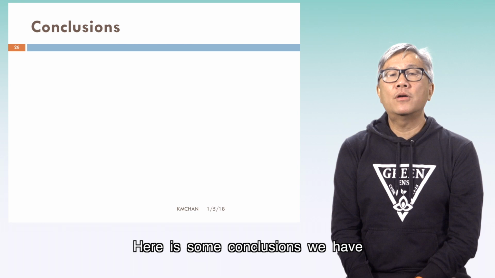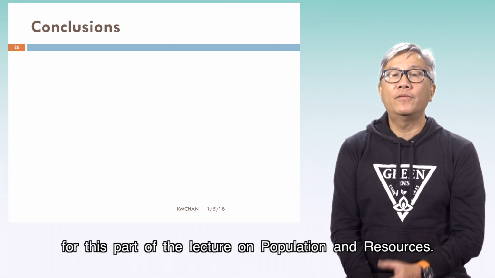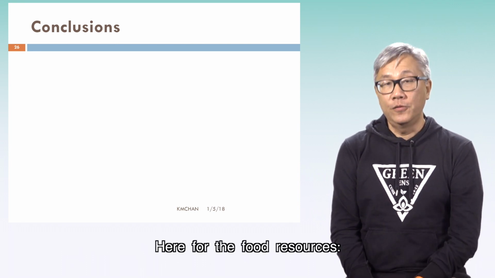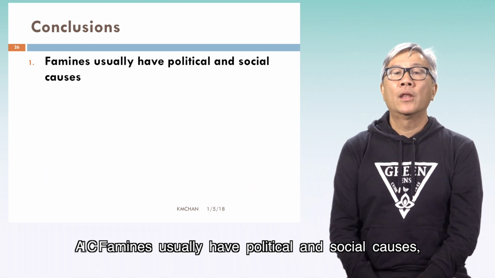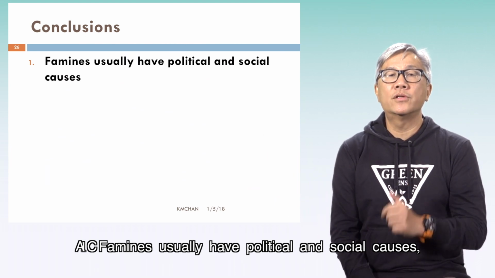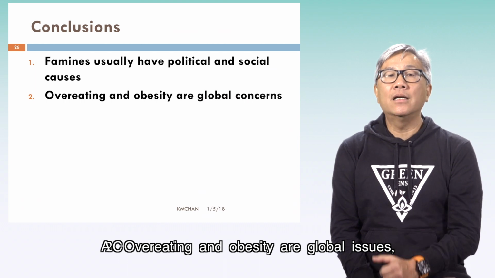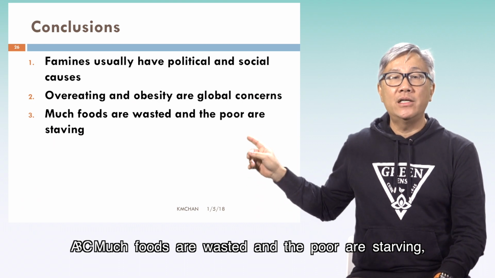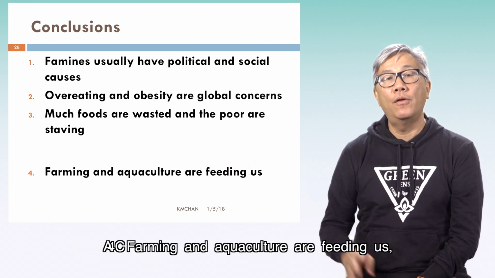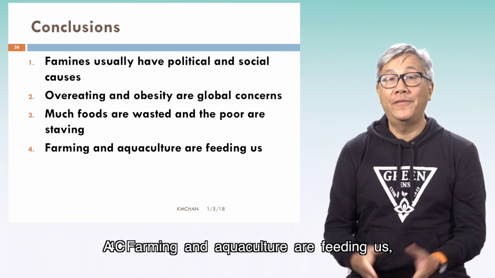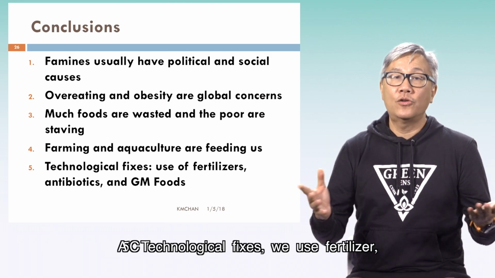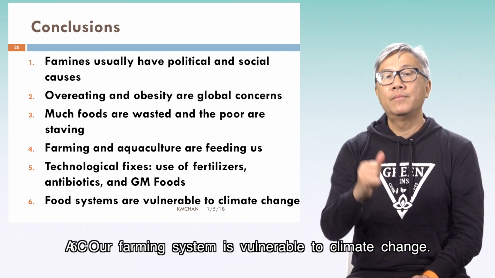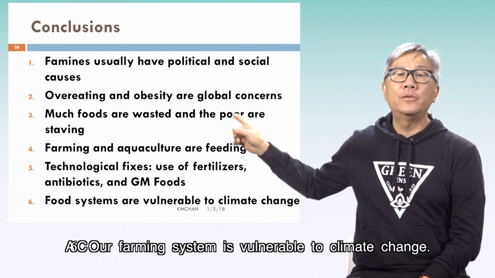Here are some conclusions we have for this part of the lecture on population and resources. Here, for the food resources. Number one, famines usually have political and social causes. 2. Overeating and obesity are global issues. 3. Much food is wasted and the poor are starving. 4. Farming and aquaculture are feeding us. 5. Technological fixes. We use fertilizer, antibiotics, and GM foods. 6. Our farming system is vulnerable to climate change.